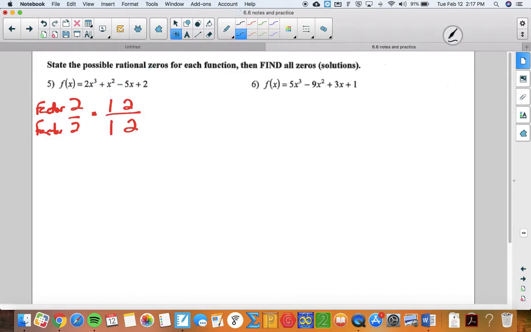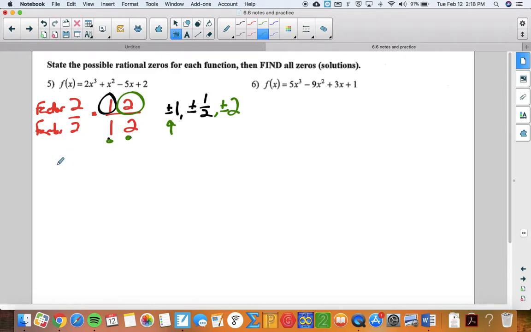1 divided by 1 is 1. 1 divided by 2 is 1/2. 2 divided by 1 is 2. 2 divided by 2 is 1. So that's repeated right there. I don't need to relist that. It'd be redundant. So there's my potential zeros.